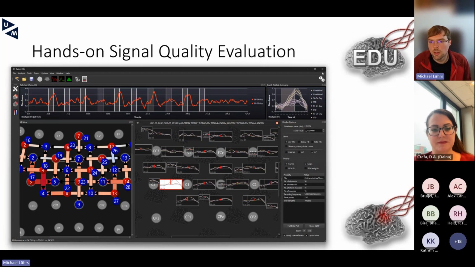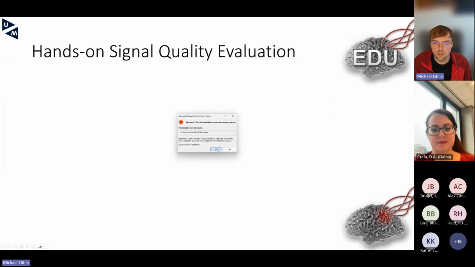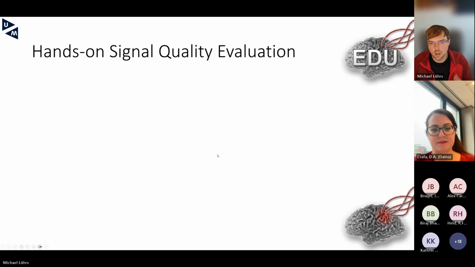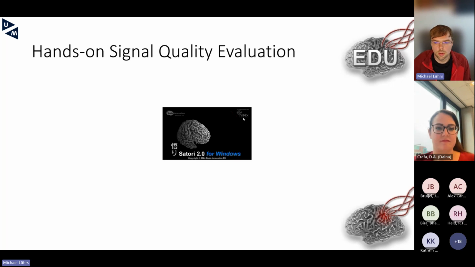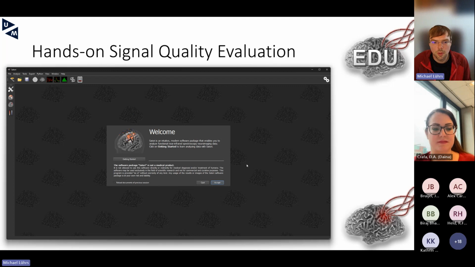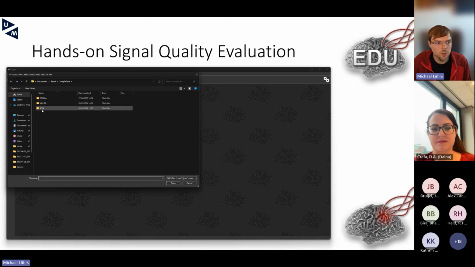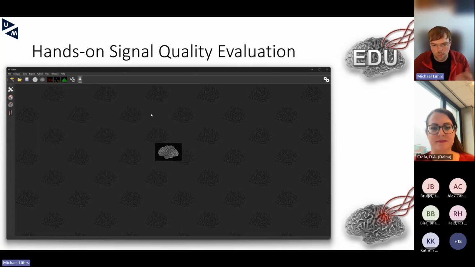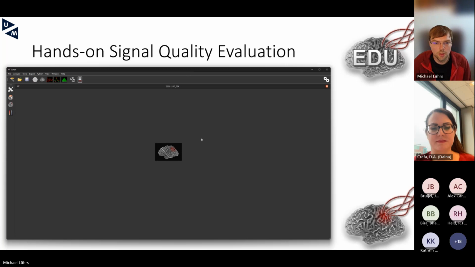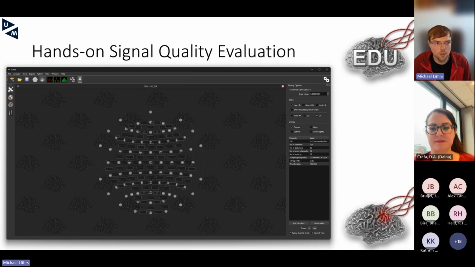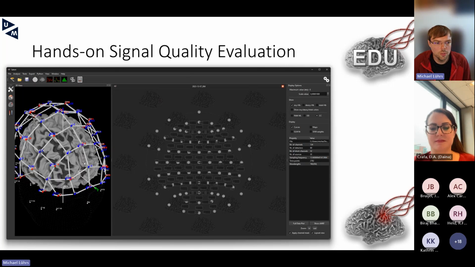Okay, to wrap things up, I want to show you one data set which has a bit more information across the whole head. So this data set was acquired quite recently, and it basically covers the whole head, as you can see here.